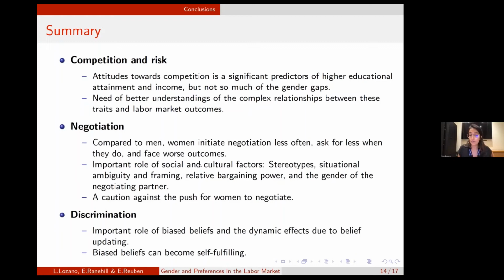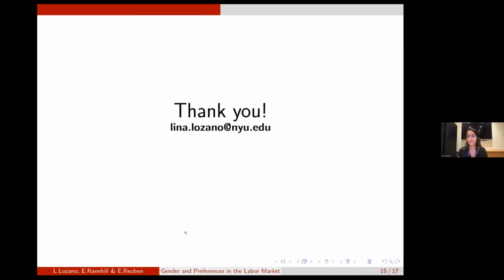There are several factors playing a role here, and this changes depending on the environment. And here there is an important caution against pushing women to negotiate, because evidence shows that women know when they shouldn't negotiate in the first place. And lastly, discrimination has shown the important role of biased beliefs and the dynamic effect on updating this behavior. And that's it. Thank you so much for your attention.